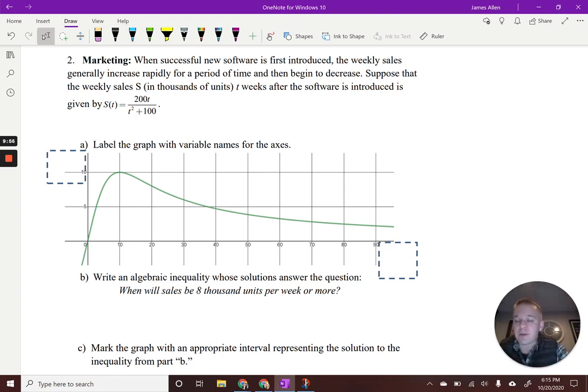Label the graph with the variable names for the axes. All right. Nice. All right, let's hop to it. We got those nice little boxes there. Fill them in. So for what will be my y-axis, it'll be our sales, S, in thousands. Cool. And then how about our x-axis? Well, that'd be our weeks, T, after the software is introduced.